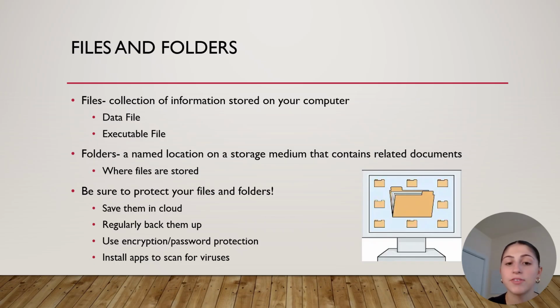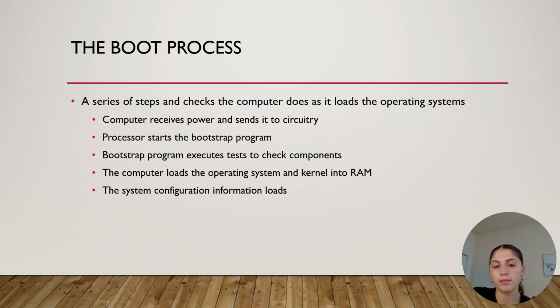Moving forward, we have files and folders. A file is a collection of information stored on your computer, while folders are a named location on a storage medium that contains related documents. You want to be sure to protect both your files and your folders: save them in the cloud, regularly back them up, use encryption, and you can also install apps to scan for viruses.